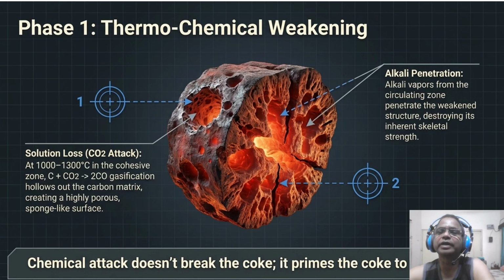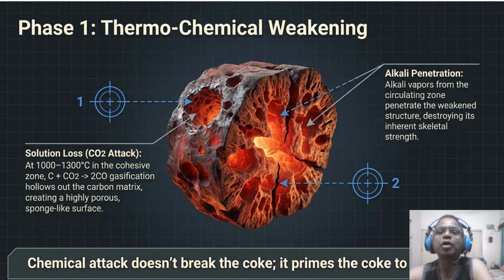Looking at two targets, target 1 shows the solution loss, or the CO2 attack, at 1000 to 1300 degrees in the cohesive zone. The carbon reacts with CO2 to form carbon monoxide. This falling out of the matrix creates a sponge-like porous surface. Target 2 shows alkali penetration, where vapor from the circulation zone destroys the inherent skeleton strength. This is a critical metallurgical concept. The coke lump is now a hollow shell of its former self.